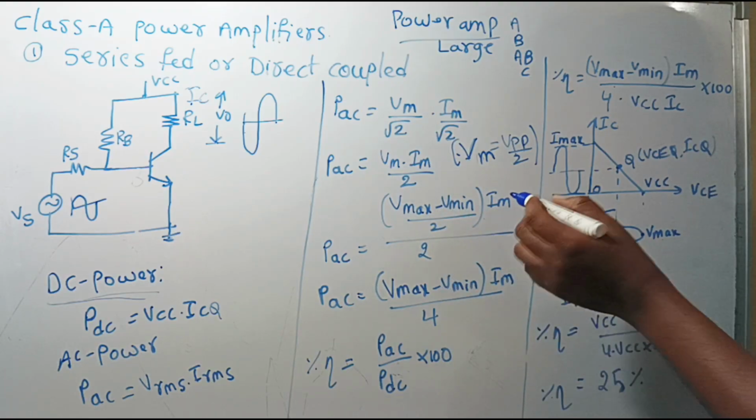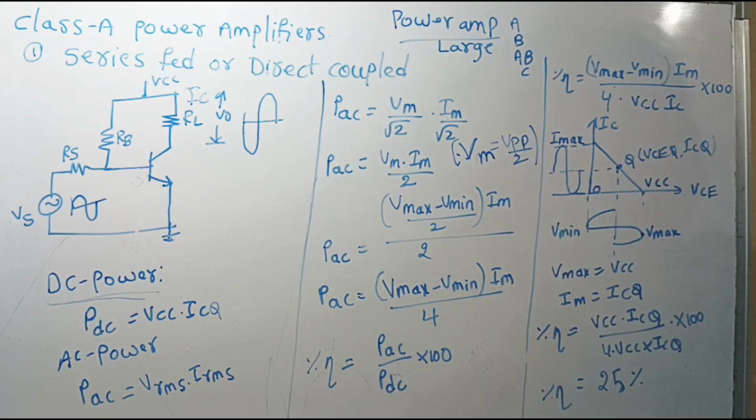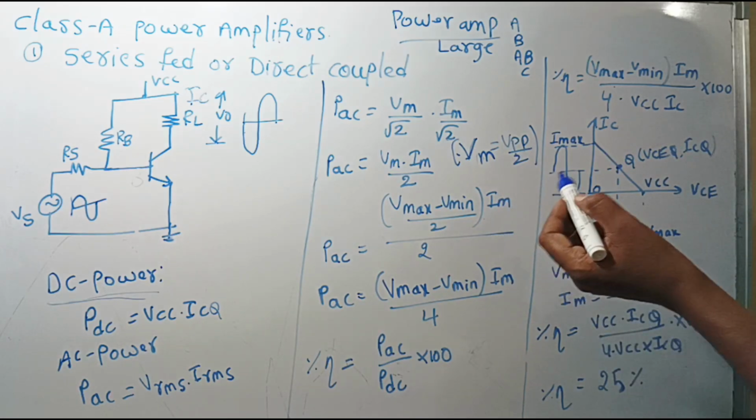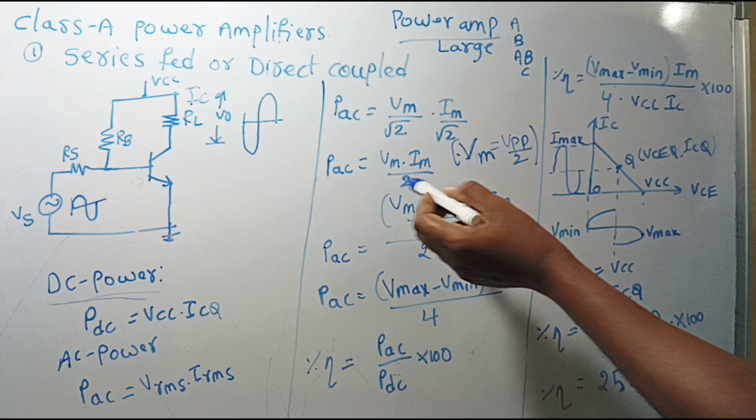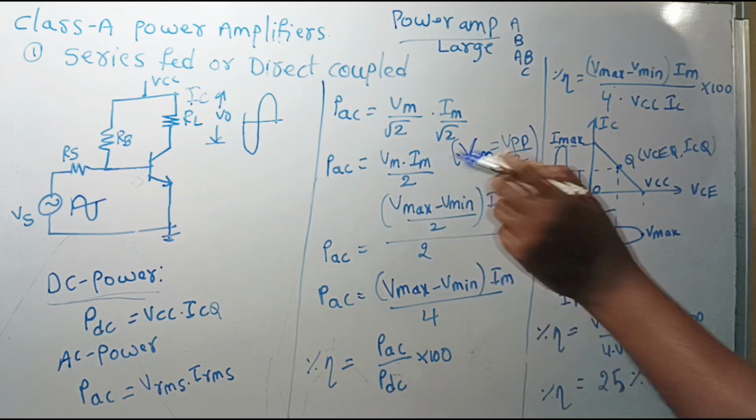Similarly, I am writing Im as it is. Why? Because in the denominator I have the Im value as it is, so I can cancel that. So I am not writing Im as I maximum minus I minimum by 2. So PAC is Vm into Im by 2.